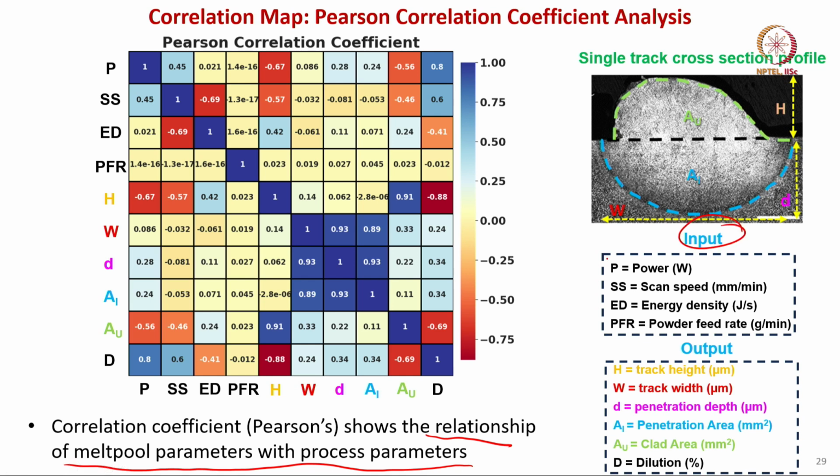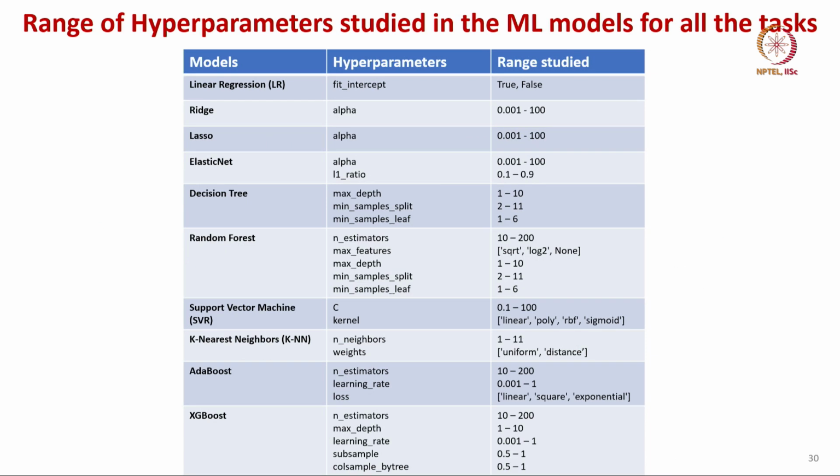So, here the input is power, scan speed, energy density, powder feed rate. The output is all the track geometry parameters, the single track geometry parameters.